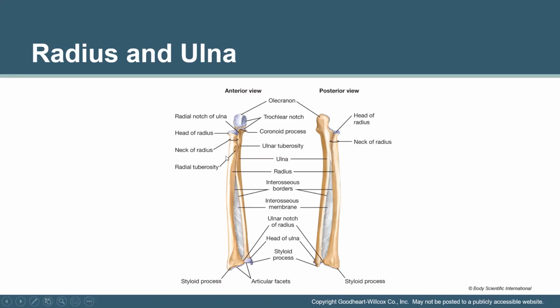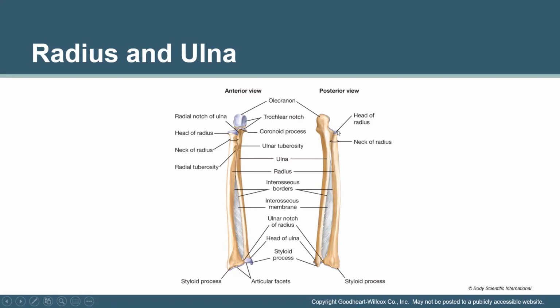Then we have a marking called a radial tuberosity. So it's going to be a projection that sticks out. It's going to be an attachment point for something. At the very distal portion of the radius, right as it butts up against your carpal bones or your wrist bones, you're going to have something called a styloid process. Now, we saw a styloid process when we were talking about the skull, but this guy has one also, and so does the ulna.